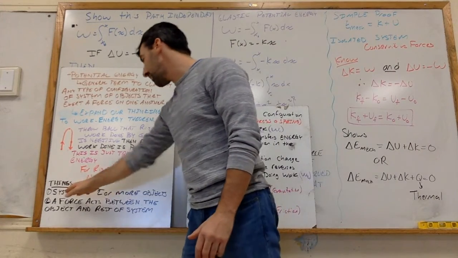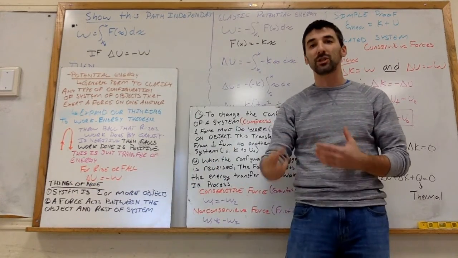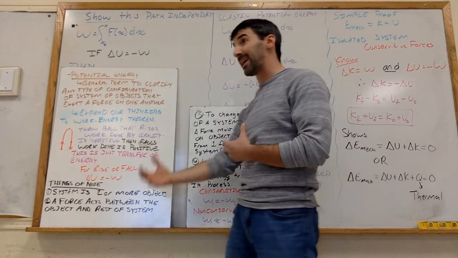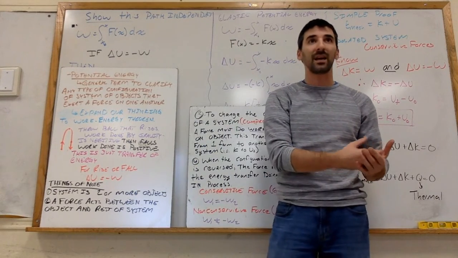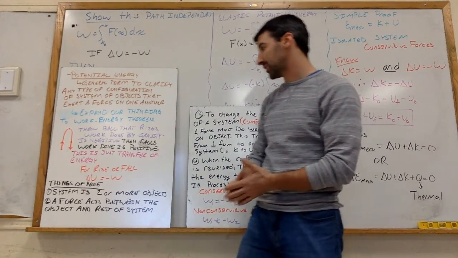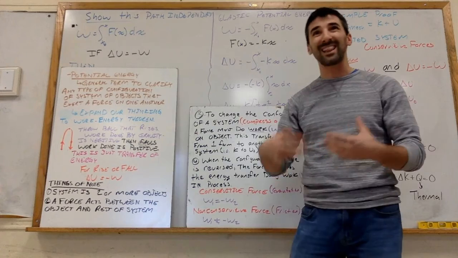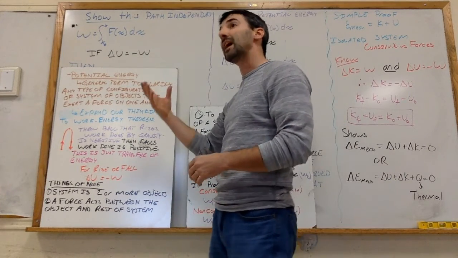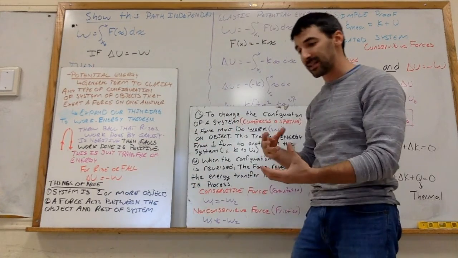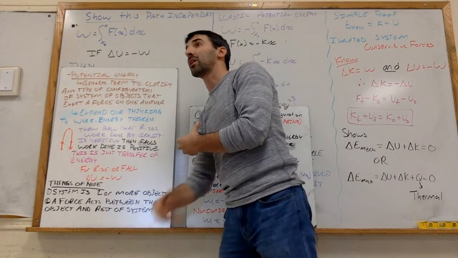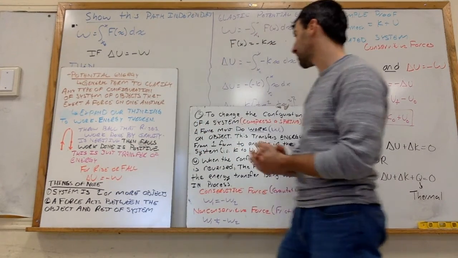Number one, when we talk about a system, it's always going to be two or more objects. We can't talk about energy or the energy of an object if there's nothing to compare it to. Number two, we're going to say that a force acts between an object and the rest of the system. So if I'm lifting an object up, there are two different things in that system: the object and the Earth, say, if I'm talking about potential energy.